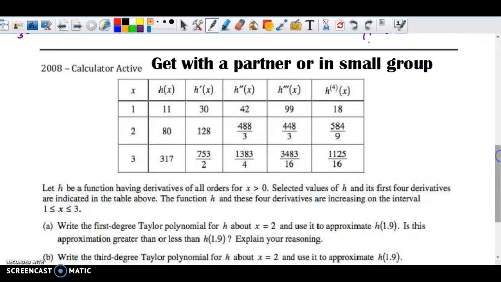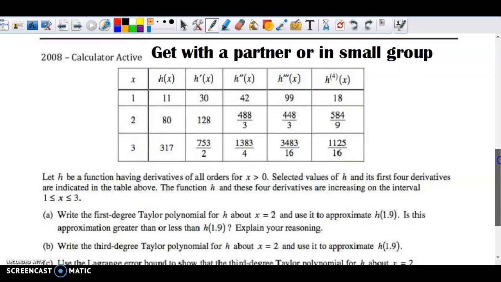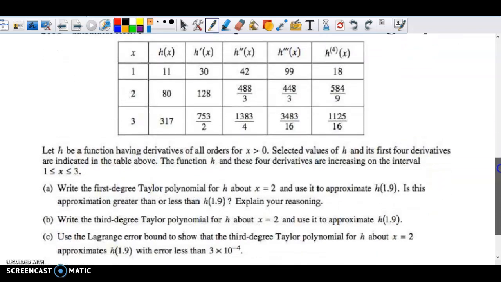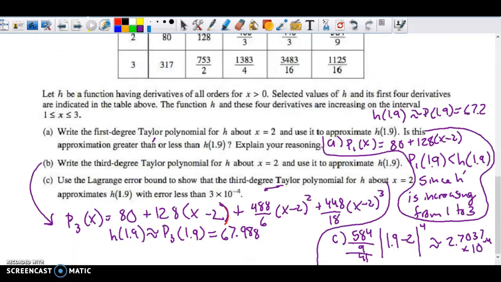Okay, one last one to try if you want to try this with a partner or in a small group, and then play it when you're ready to see all the answers. Okay, so for part A, you have your approximation, and then we can figure out if it's increasing based on the first derivative. Part B is down here. You have your approximation values in your Taylor polynomial. And part C, I have my Lagrange error approximated there.